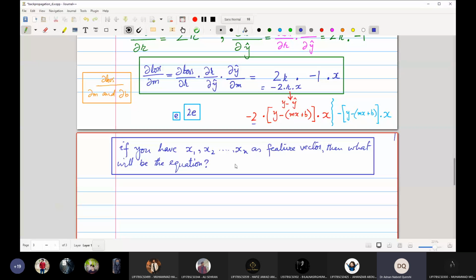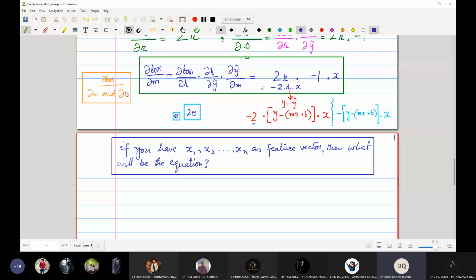All right. So you are going to solve it, find it on the internet somewhere and tell me what will be different if you have a feature vector. What will be the change in this equation.